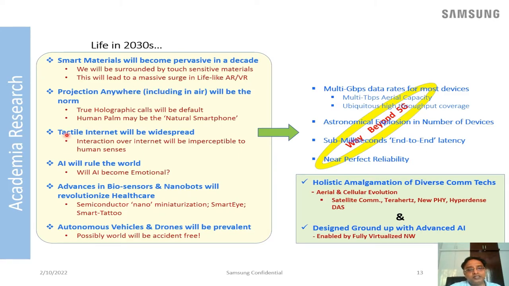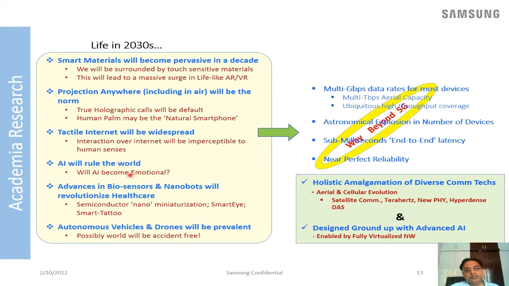And if you look at the tactile internet, which is the moment we reduce latency, we can actually have interaction over the internet which is really close to human senses. So if I can interact with somebody across the world, and it is as quick as what I can perceive or feel, it's very easy to collaborate. It's very easy to feel that it's really tactile in nature.